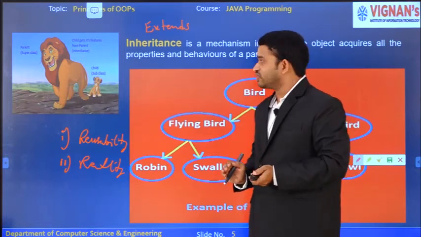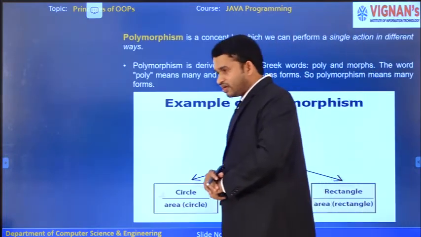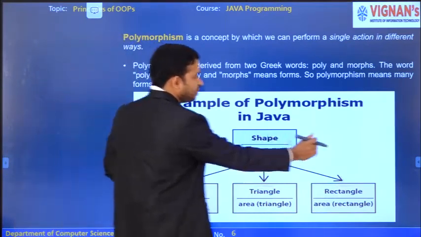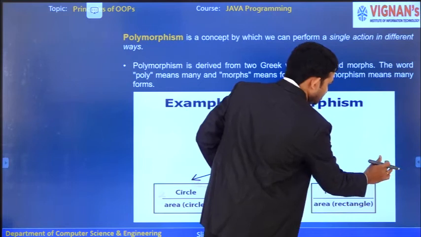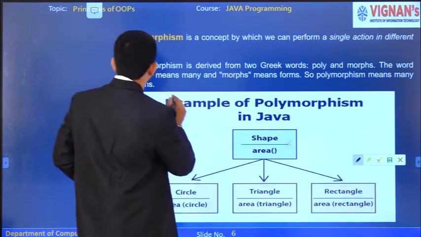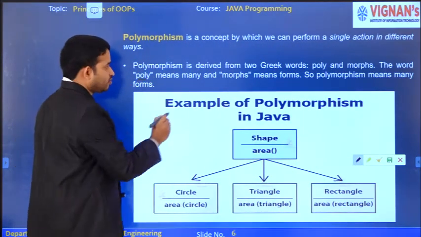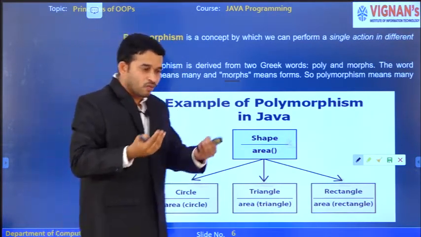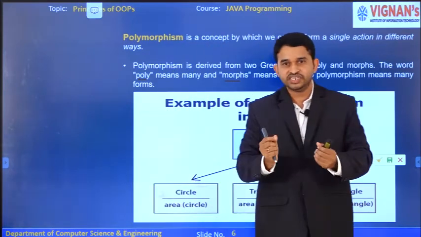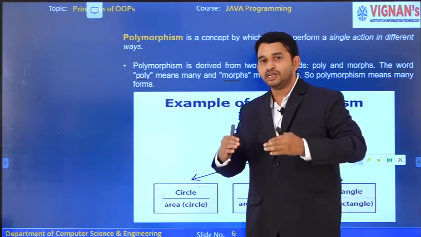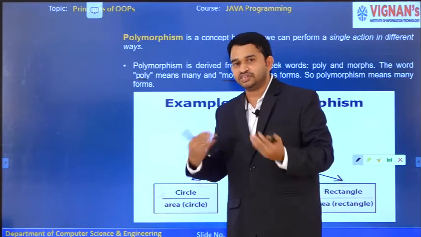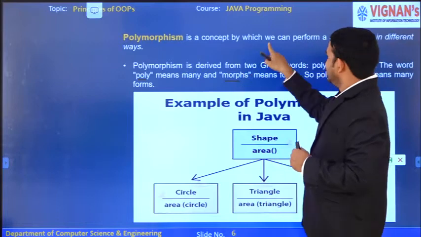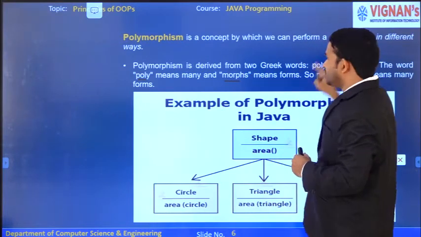Next one is polymorphism. So what is the meaning of polymorphism? Poly means many, and morphs means forms. So many forms means one object, for example, can perform multiple actions or multiple functionalities, and we call that polymorphism. The simple definition of polymorphism is that we can perform a single action in different ways.